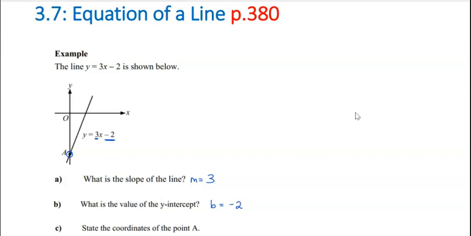When they ask us to state the coordinates of point A, we can do that because we know the y-intercept. We see that we can start on the point of origin. We're not sliding left or right on x, which means x is at 0, and our y is -2.